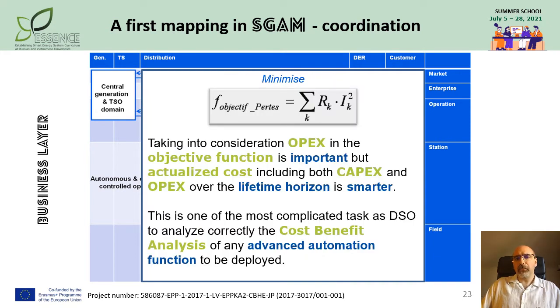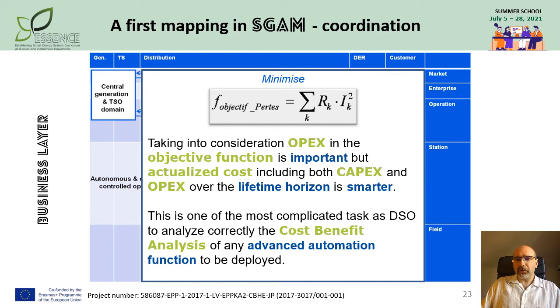At the business layer, of course, you need to make sure that your investment is worth your money. If I say it in other words, any type of advanced function you need to create at the smart grid level should be cost efficient in some way that you will reimburse the money you will put in sensors, in actuators, and in coordination. So if you start with what I was proposing just before, you focus on network losses. Of course, you take into consideration operating expenditures. And that's very important to take into account in the objective function.